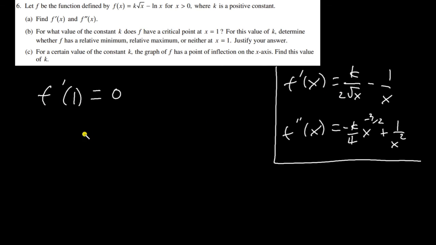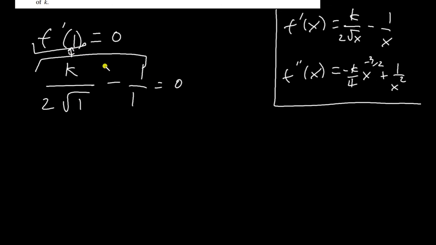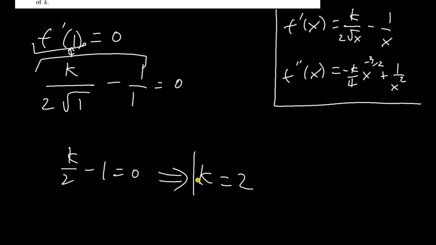Okay? So, what is f prime of 1? We'll plug in 1 into x, we'll get k over 2 square root of 1 minus 1 over 1 equals 0, right? This is f prime of 1. These two are one and the same. And we're setting them equal to 0, right? I'm asking what value of k does this equal 0? So we'll simplify this a bit more. This will simplify to k over 2 minus 1 equals 0. That's going to just mean k equals 2. Okay? Nothing really crazy there.